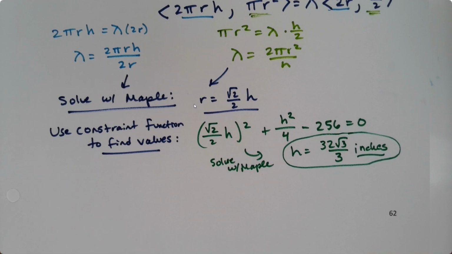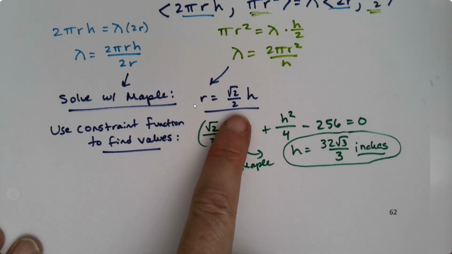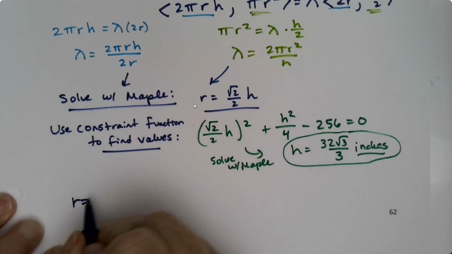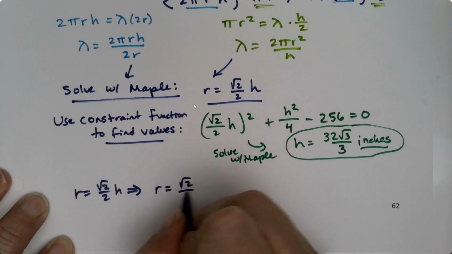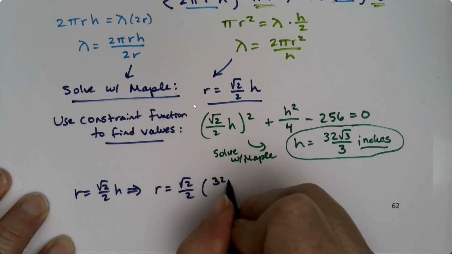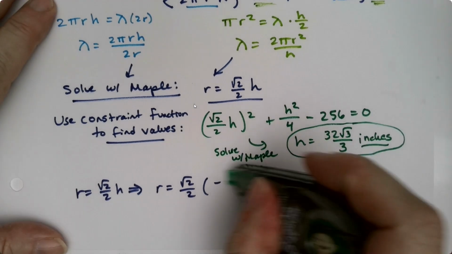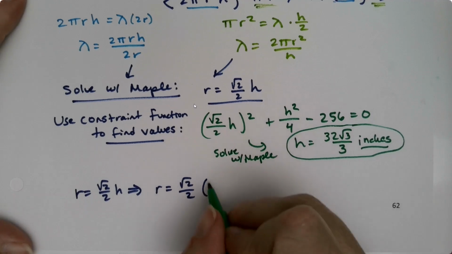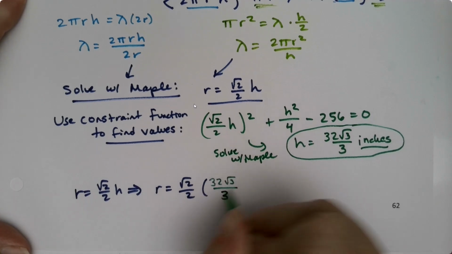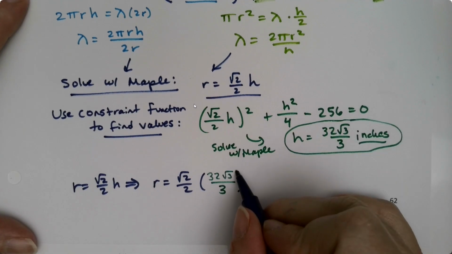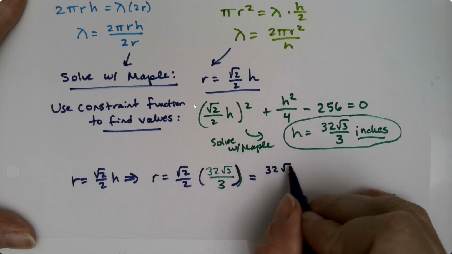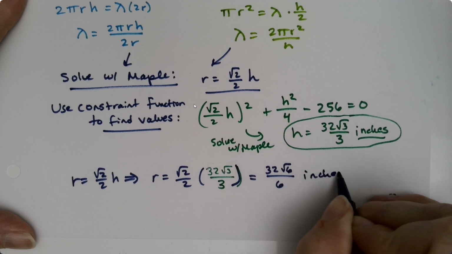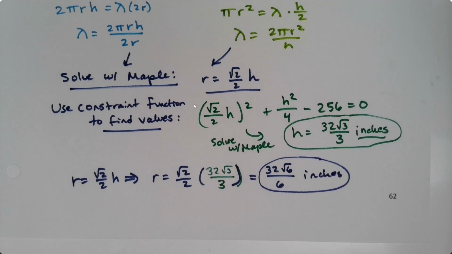But remember that the radius is equal to the square root of 2 over 2 h. So the radius is the square root of 2 over 2 times 32 square root of 3 over 3. We're just going to plug in that value, and that's 32 square root of 6 over 6. Again, this would be inches or millimeters. I didn't specify, but it would be some unit of length because radius and height are both lengths.